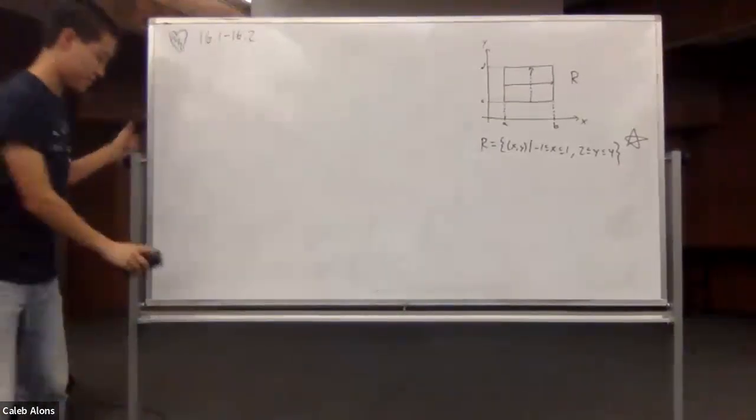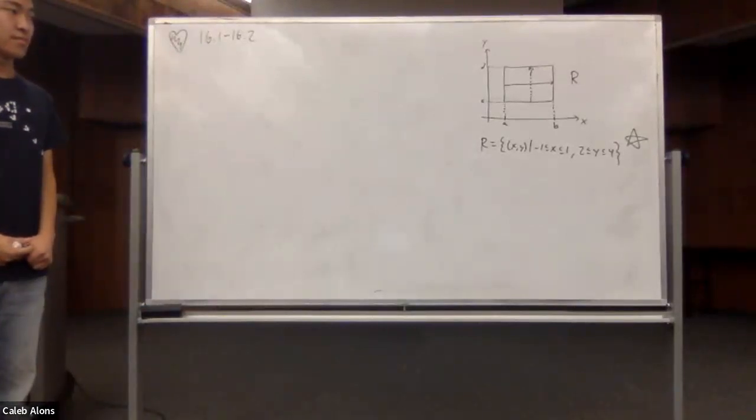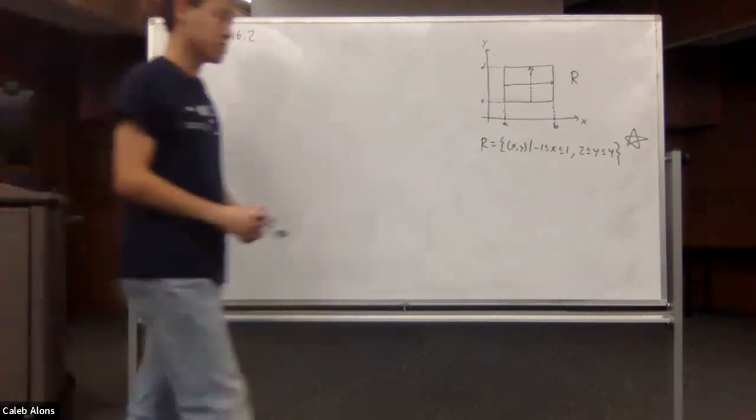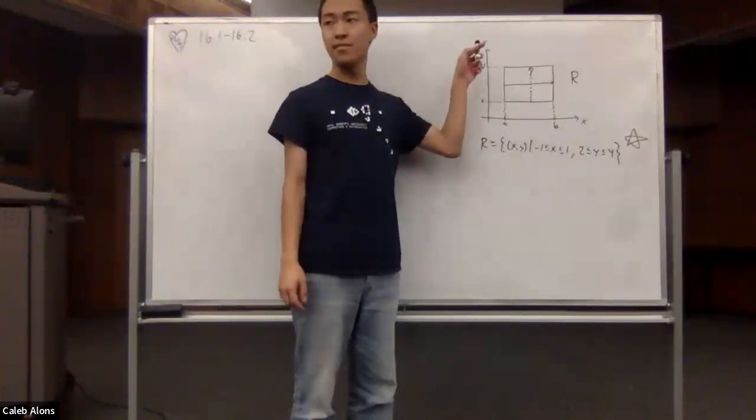Scott, I have a question. Yeah. So the area is just going to be from B to A times B to C. Well, or C to D? Yes, except just flip it around. So A to B, C to D. Okay.